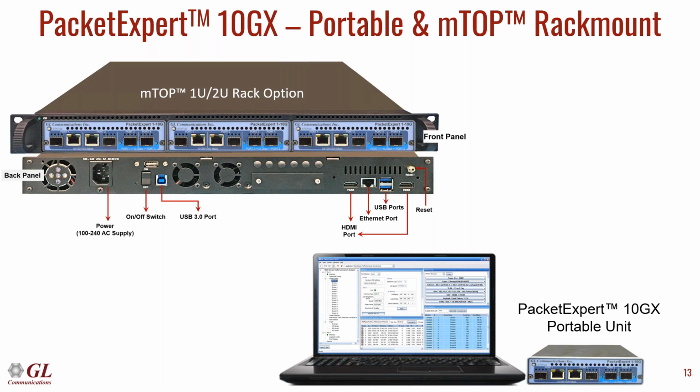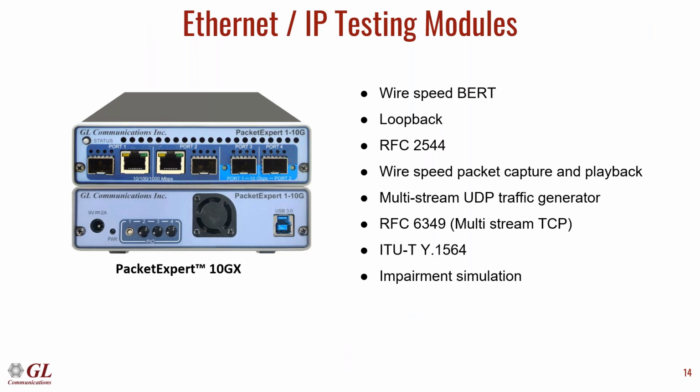So this can be carried to different locations and used as a portable unit. We also have a rack unit. We have both 1U and 2U racks. Multiple such units can be stacked to increase the density. A 1U unit can have 3 such devices, giving a total of 12 ports, and the 2U rack option will give a total of 24 ports. This rack option has a built-in CPU, so there is no need for any extra PC to run.